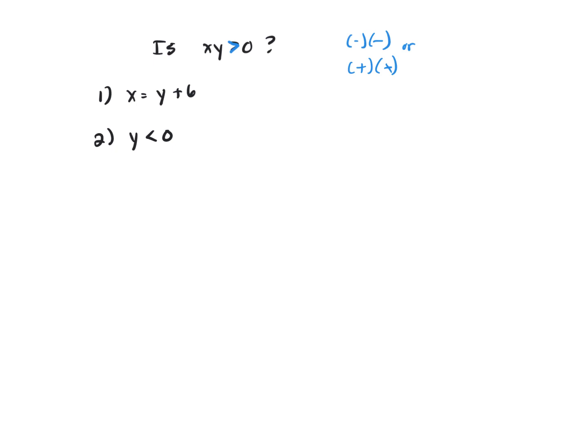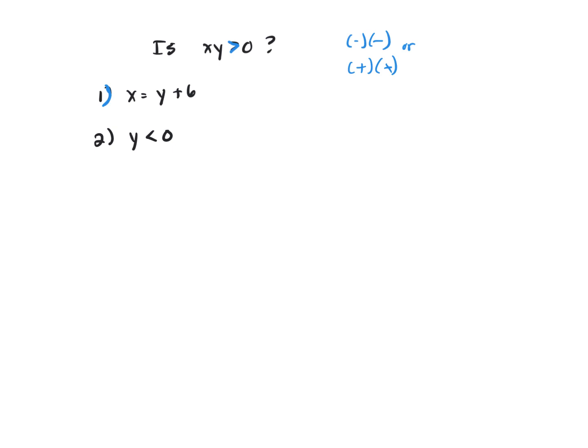So let's look at clue 1, only clue 1. This doesn't help us because x might be positive or x might be negative. For example, if y is negative 8, x is negative. If y is positive 8, x is positive. So it just depends on the value of y. So that doesn't help us. Now, forget about clue 1.